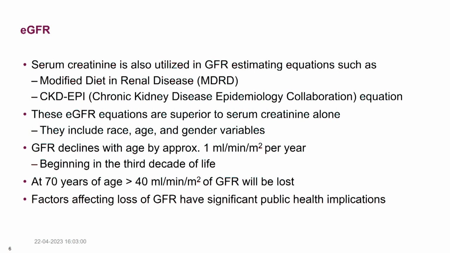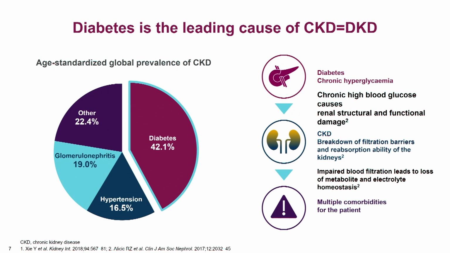So a serum creatinine of 0.9 milligram per deciliter at 40 years of age carries a different connotation compared to a 70-year-old gentleman. So therefore, do not only rely on serum creatinine, always calculate eGFR, and take into account the age and gender of the patient. They are going to decide about eGFR.